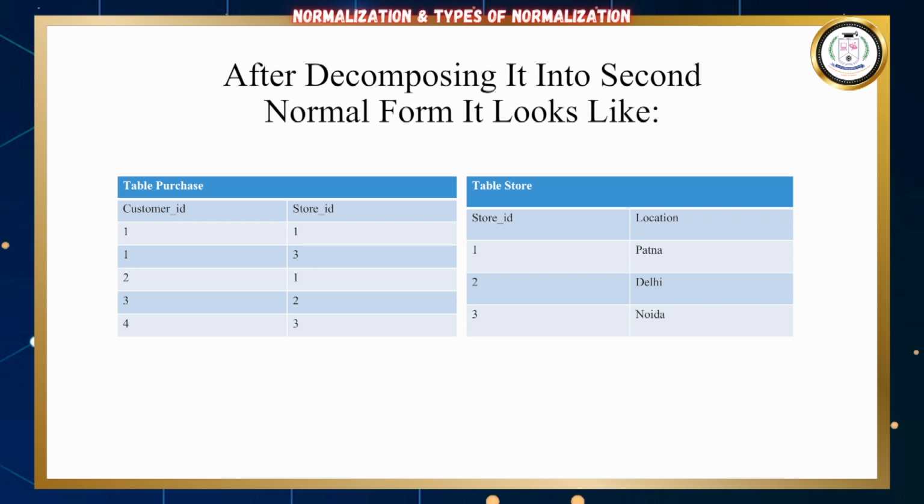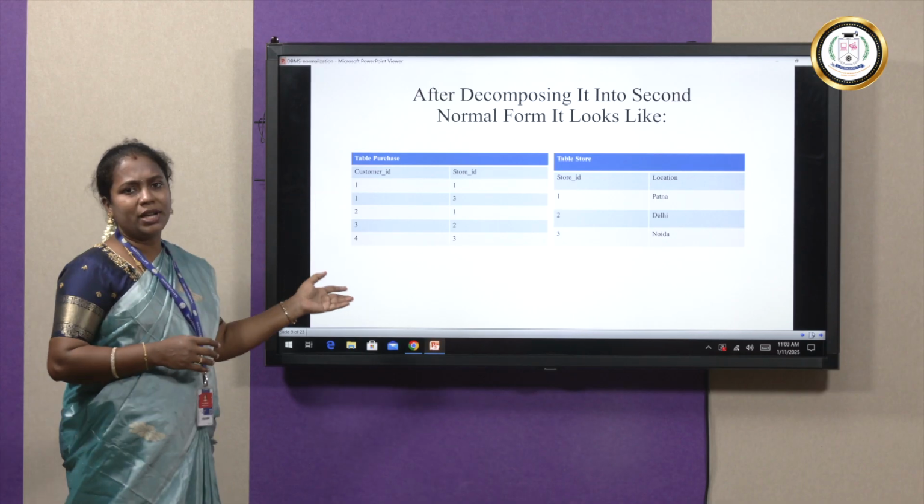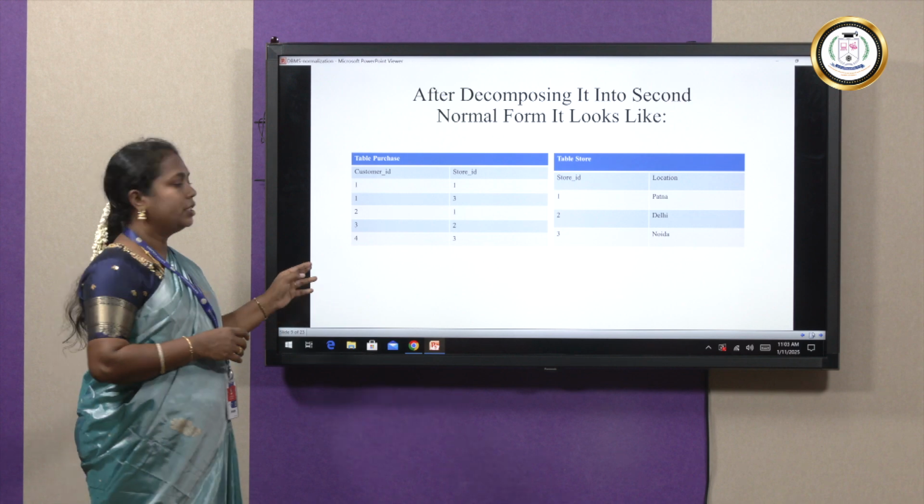So, the next table after decomposition into second normal form looks like this: customer ID, store ID, and then store ID, location. So second normalization is satisfied in this table.